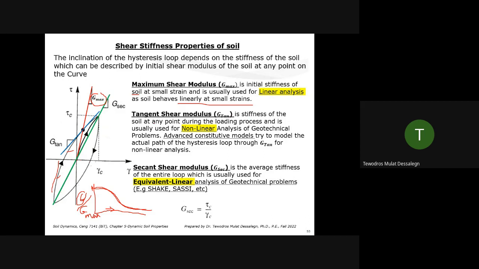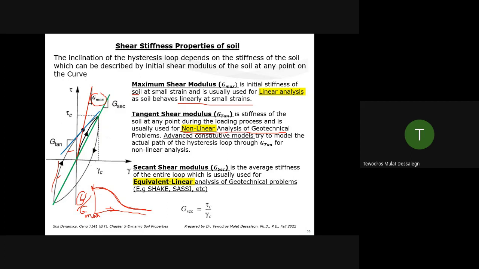It is the stiffness of the soil at any point during the loading process, and is usually used for nonlinear analysis of geotechnical problems. You have probably heard of those constitutive models developed for nonlinear analysis, or you'll see them in Plaxis and FLAC. There are some constitutive models developed by researchers. All they do is try to capture this Gtan at any strain. They're trying to provide the value of the shear modulus at any strain, which is along this line of the hysteresis loop. Different soils have different constitutive models.